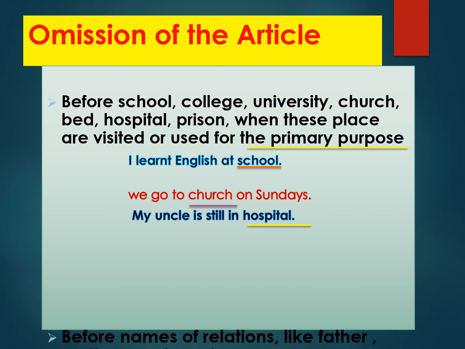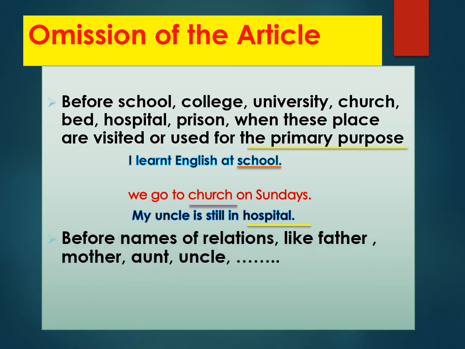Let us see the next point. Before names of relations like father, mother, aunt, uncle, sister, brother, father in law, mother in law, these are all names of relations. So, before names of relations, we should not use any article. We have to omit the article.